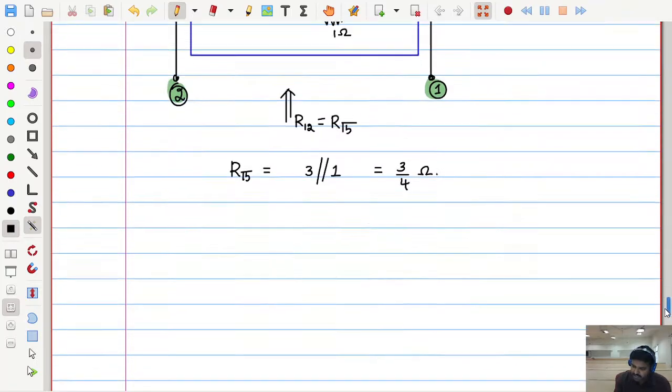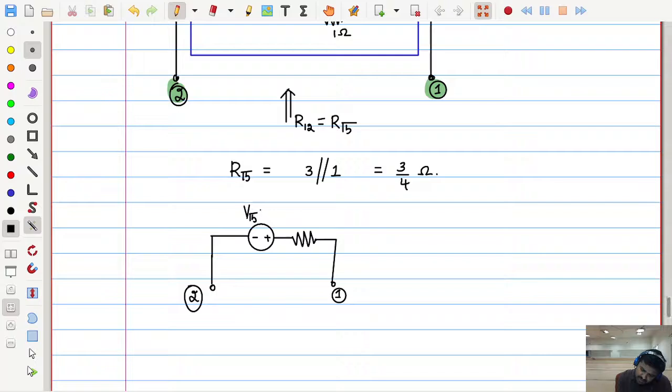Once we get this, we can say finally that our entire circuit is VTH in series with RTH. This is terminal 1, this is terminal 2, where VTH is 0. Sometimes we may get it in this way also, but no issue. Whatever you get, you try to put over here. This is the Thevenin's equivalent circuit.